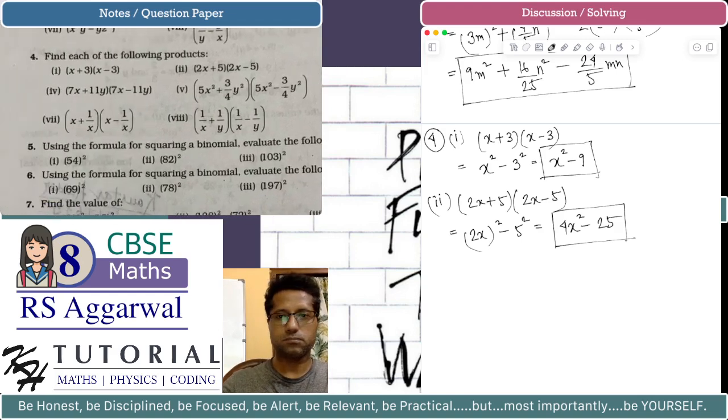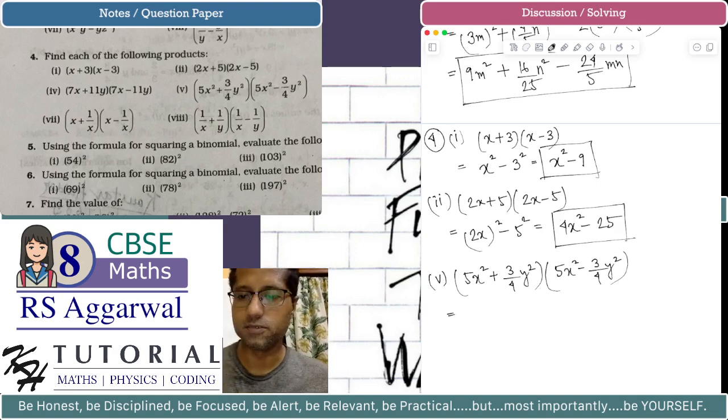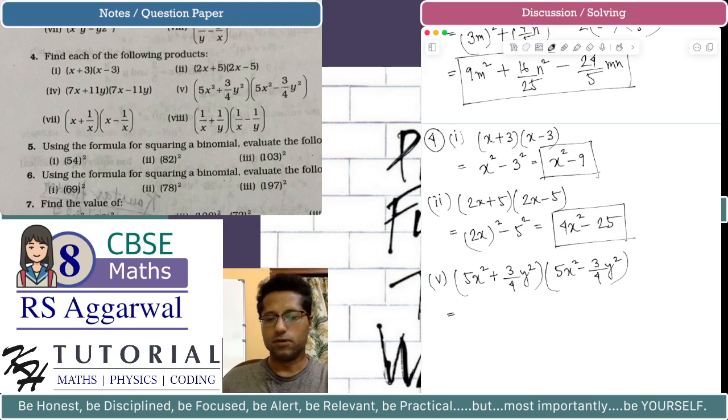Let's say, let me do 5, which is 5x square plus 3 by 4 y square multiplied by 5x square minus 3 by 4 y square. So we can clearly see it is of the form a plus b into a minus b, where a is 5x square and b is 3 by 4 y square. So the result will be a square minus b square.